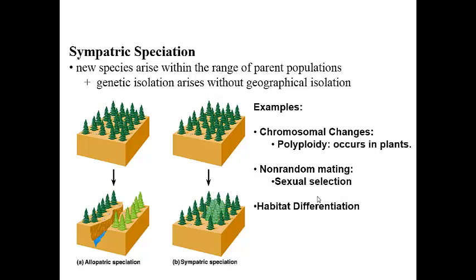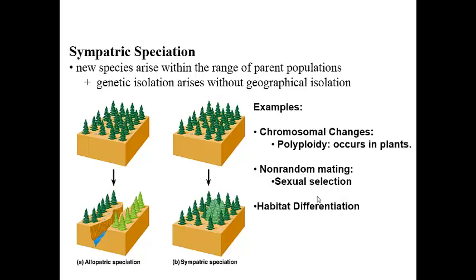New species can also form through non-random mating. This occurs through sexual selection when a subgroup of the population decides to only mate with one type of individual. Again, there's no geographic barrier separating the two groups, but you have some other force, in this case a specific trait that's deemed desirable. Differences are going to accumulate between the two groups, and this can eventually lead to the formation of new species. Finally, the last form of sympatric speciation is habitat differentiation.